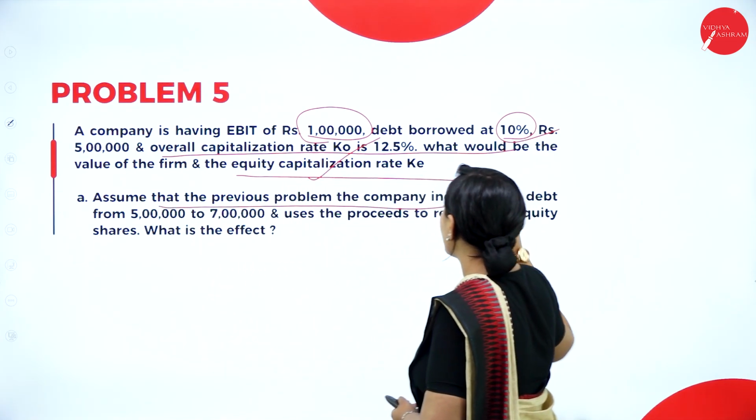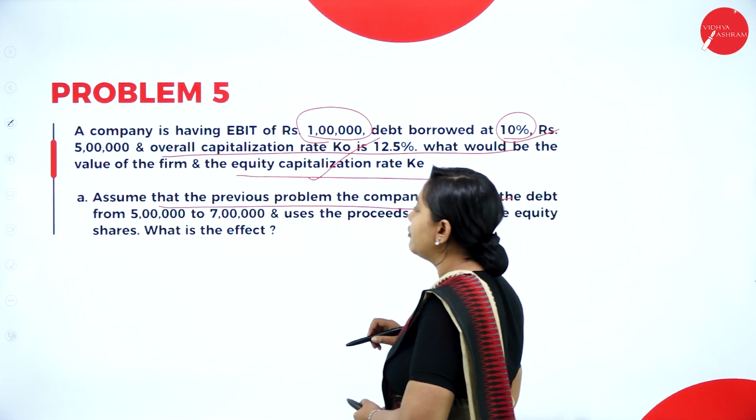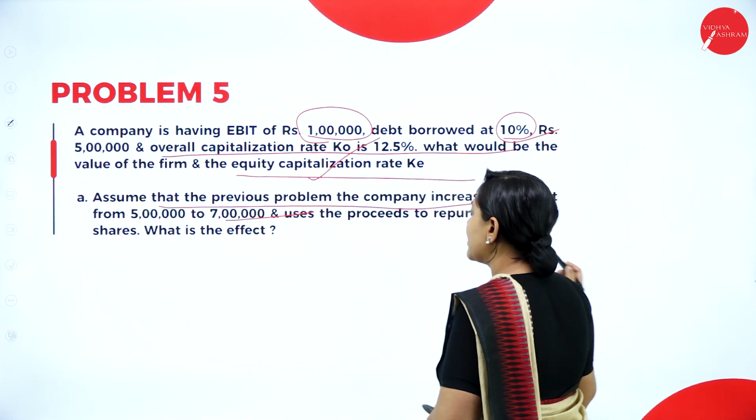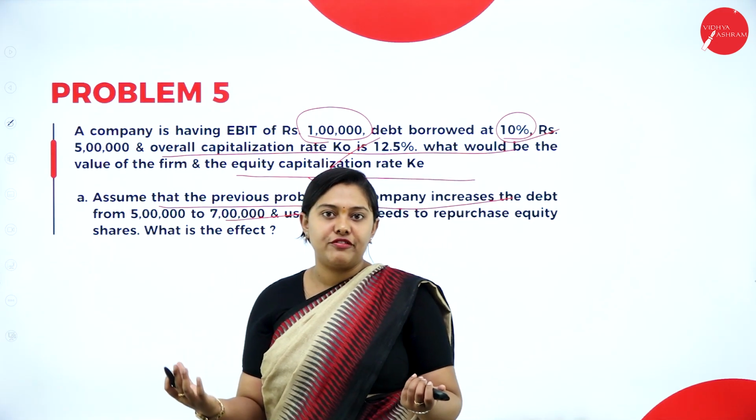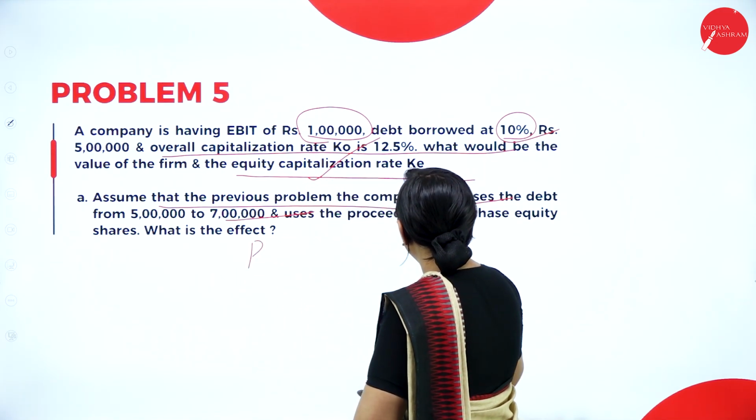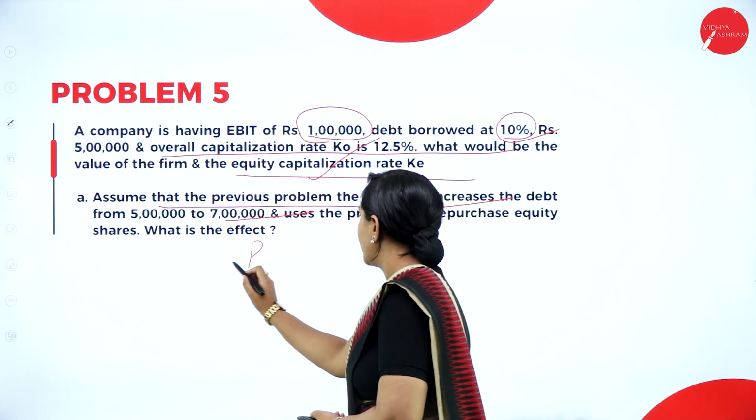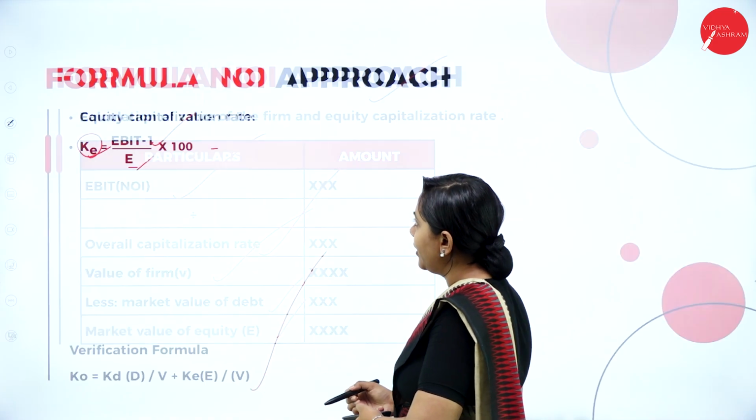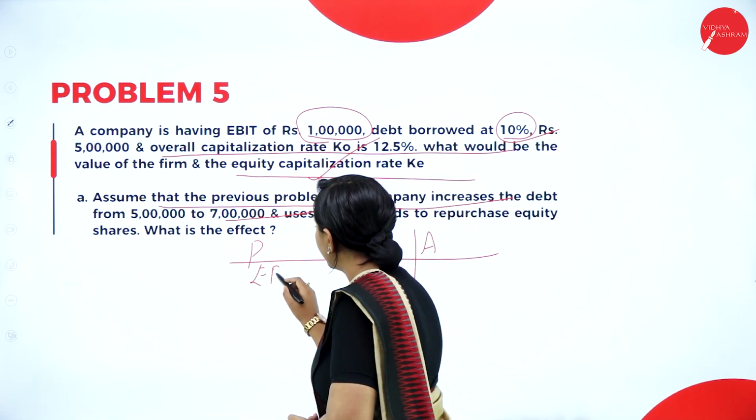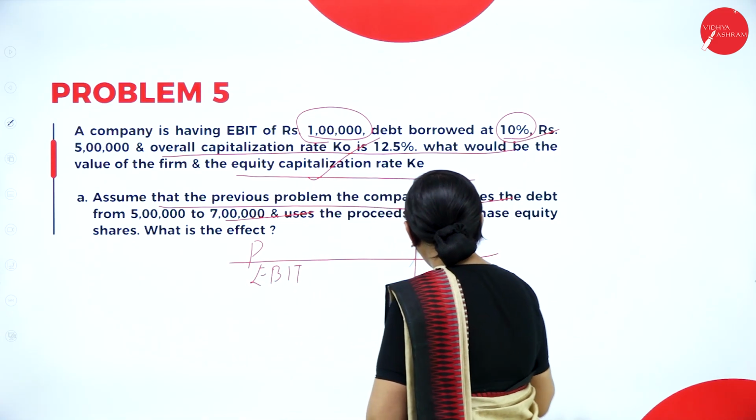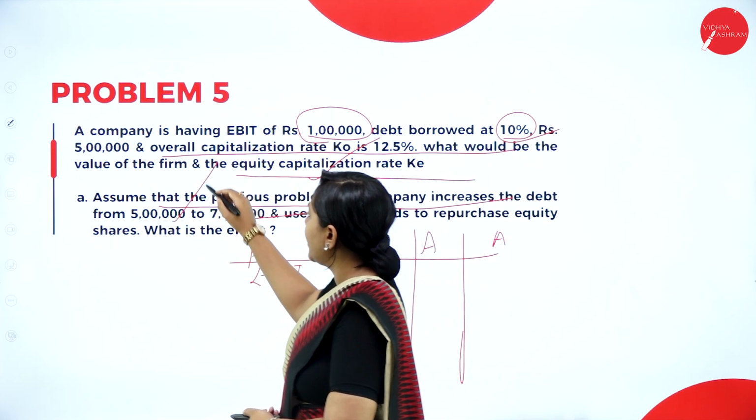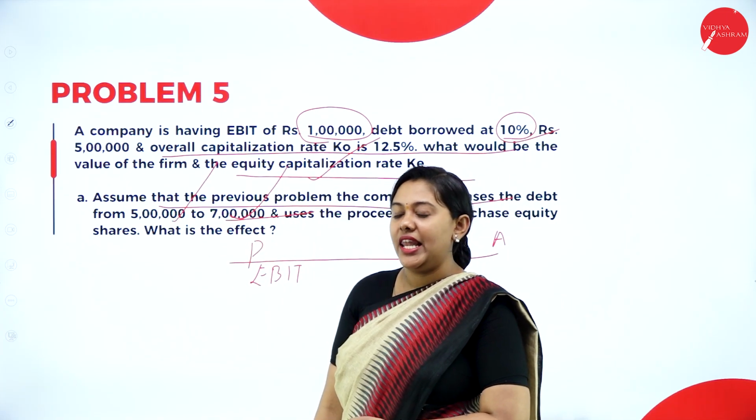Assume that in the previous problem, the company increased the debt from 5 lakh to 7 lakh and uses the proceeds to repurchase equity. What is the effect? So let's solve the problem. Particulars and amount. What is the format? EBIT, earnings before interest and tax. Two calculations you all have to do, wherein debt is 5 lakh and the other debt is 7 lakh.